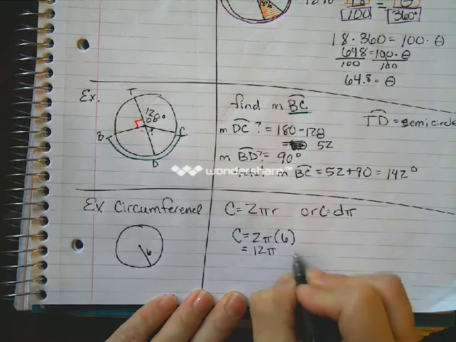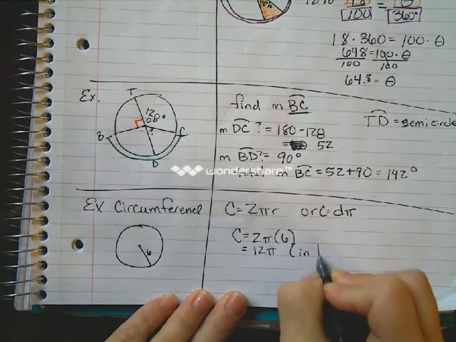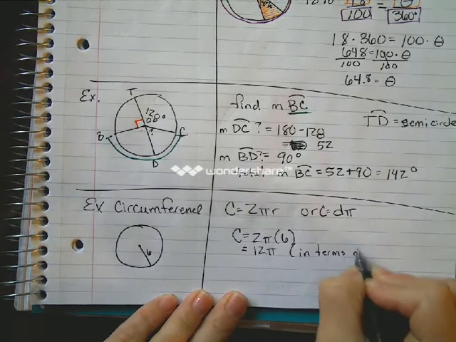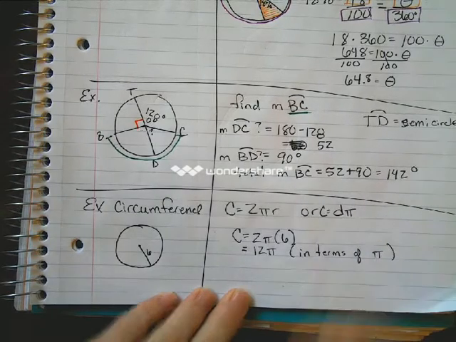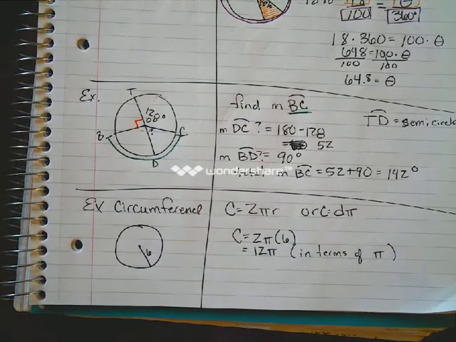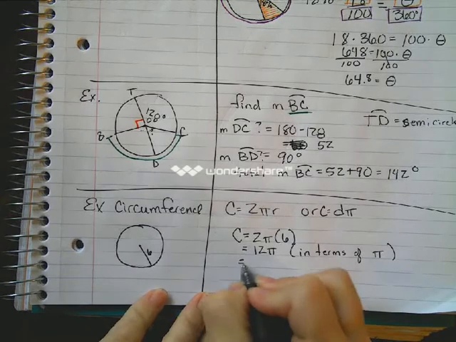The pi button on the calculator is Control, and then it's the book button. It's the button that has the book on it, and it gives you the pi button. Alright, so that's pretty easy.